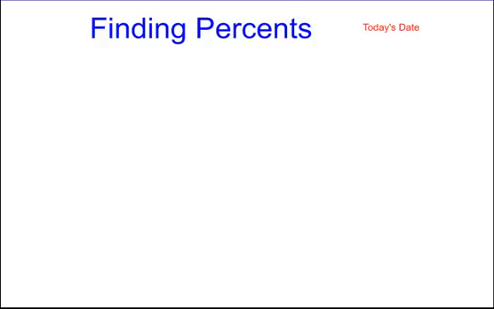Okay, today we're going to talk about finding percents. Finding percents. So put the title at the top of the page, put the date in the top right corner.